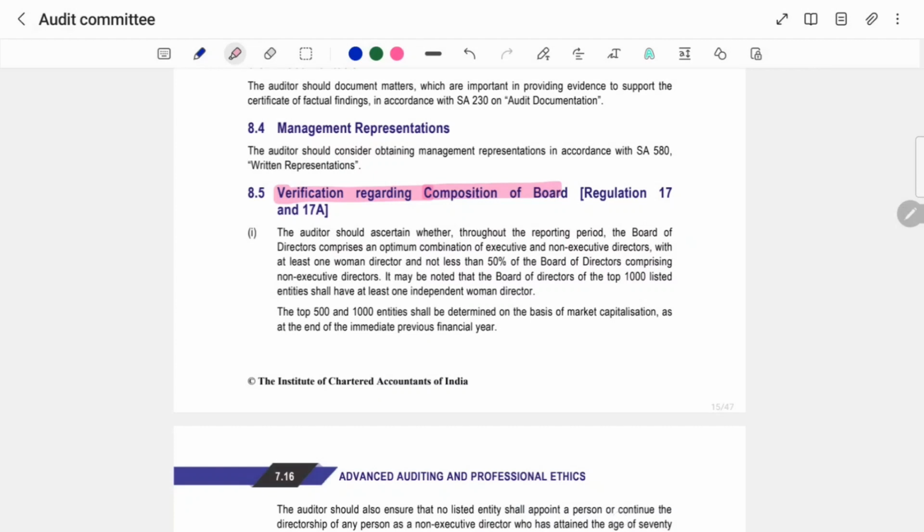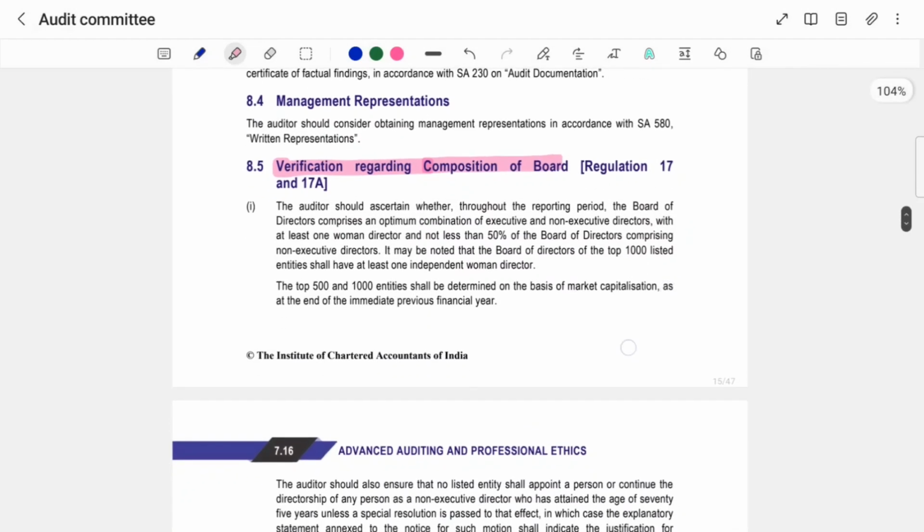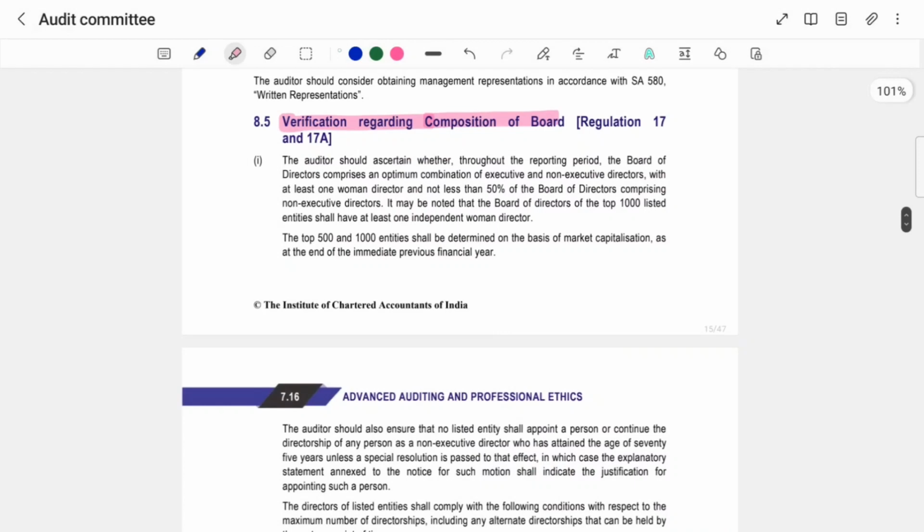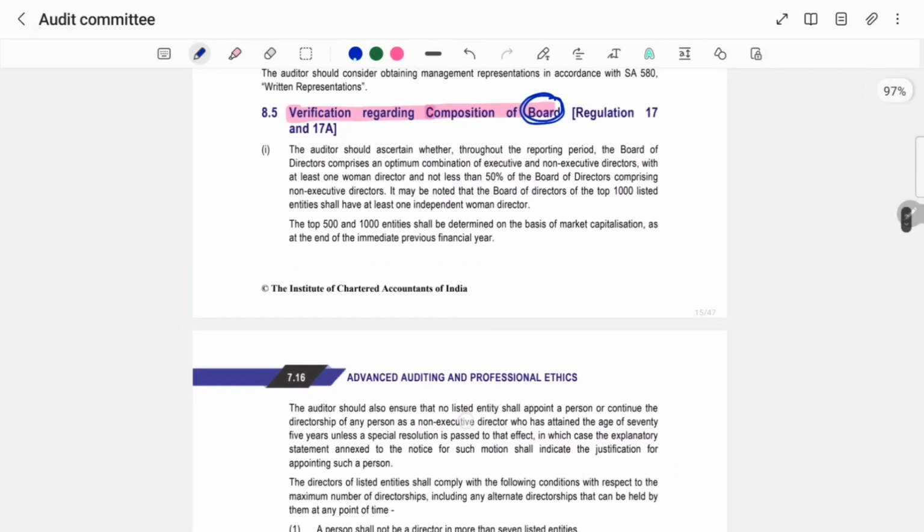Okay. So now if we come to the next topic, there is verification regarding composition of board. Above we saw the composition regarding audit committee. Now we will see verification regarding composition of board. So see, the board of directors comprises an optimum combination of executive and NED. Here it is non-executive director, that is NED, and executive director, that is ED.